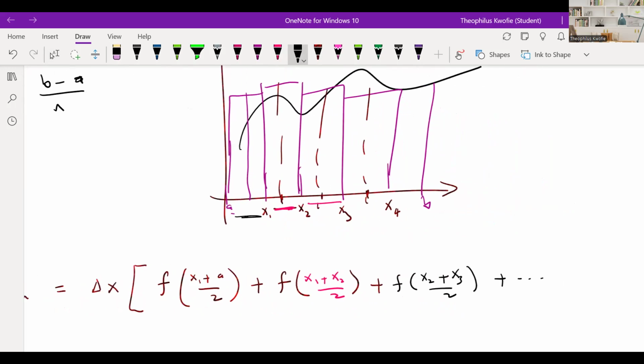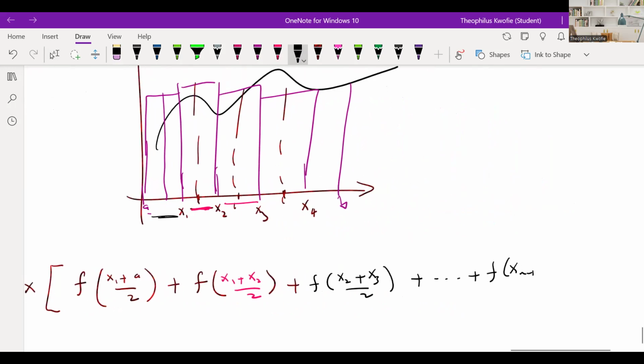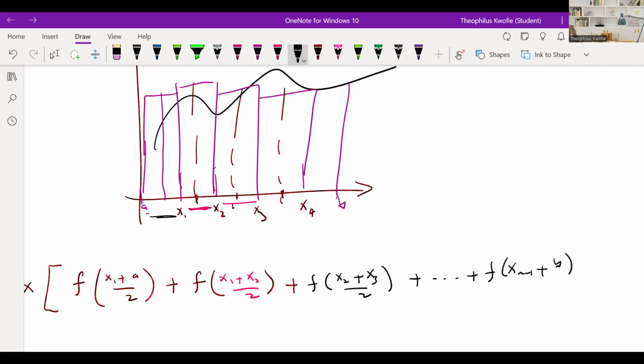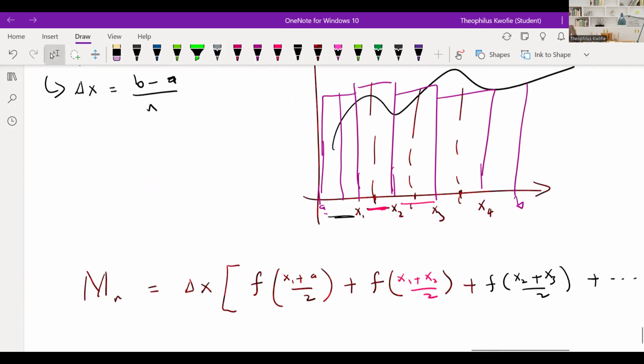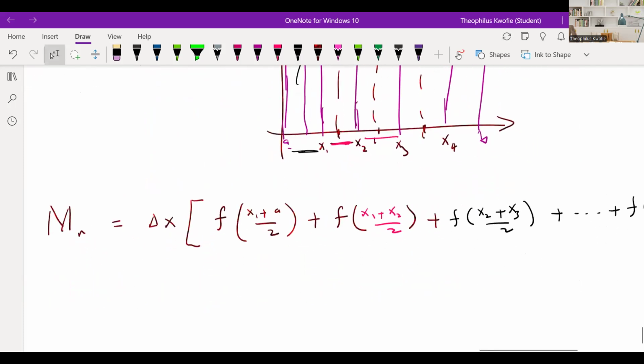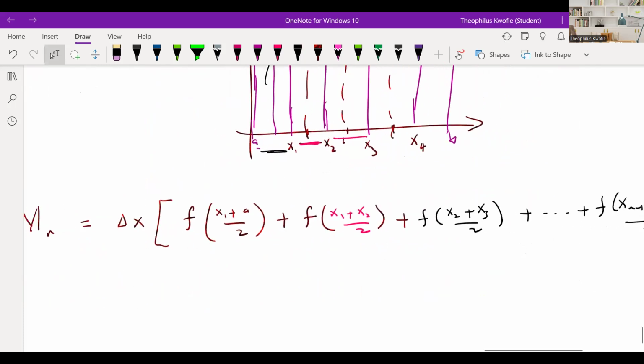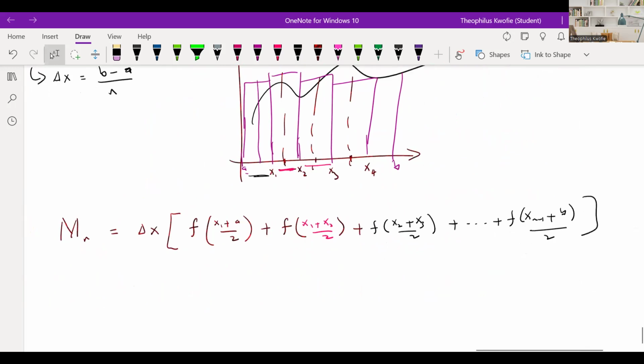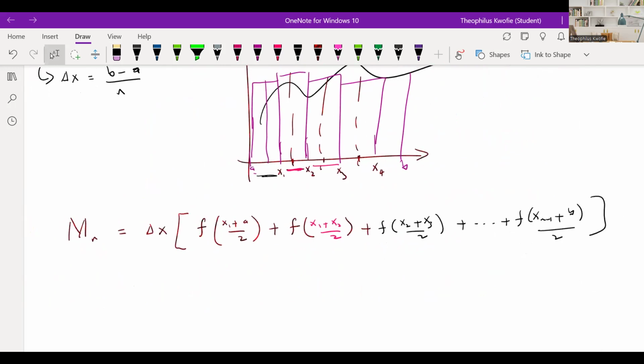Then we do that until we get to f of x_{n-1} plus the last point, then we divide it by 2. And that becomes our midpoint formula. Okay? I believe that is okay. All right. So this becomes our midpoint formula.